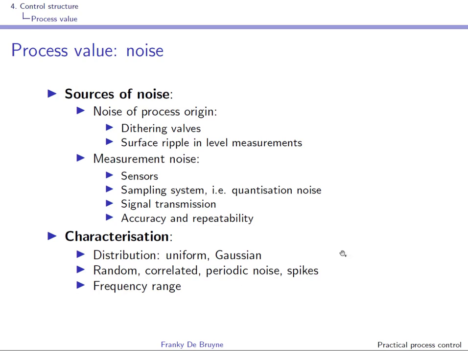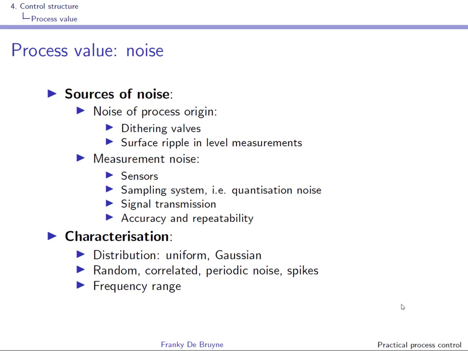Well, most often the noise is coming from the measurement itself, so from the sensor itself. It could come from the sampling system. Remember that the resolution is finite, so there is quantization noise. It could also come from the signal transmission, right? And it could also be associated to this variance on the measurement that we talked about previously. The noise is very often random in nature, but it could also be periodic and lead to spikes.